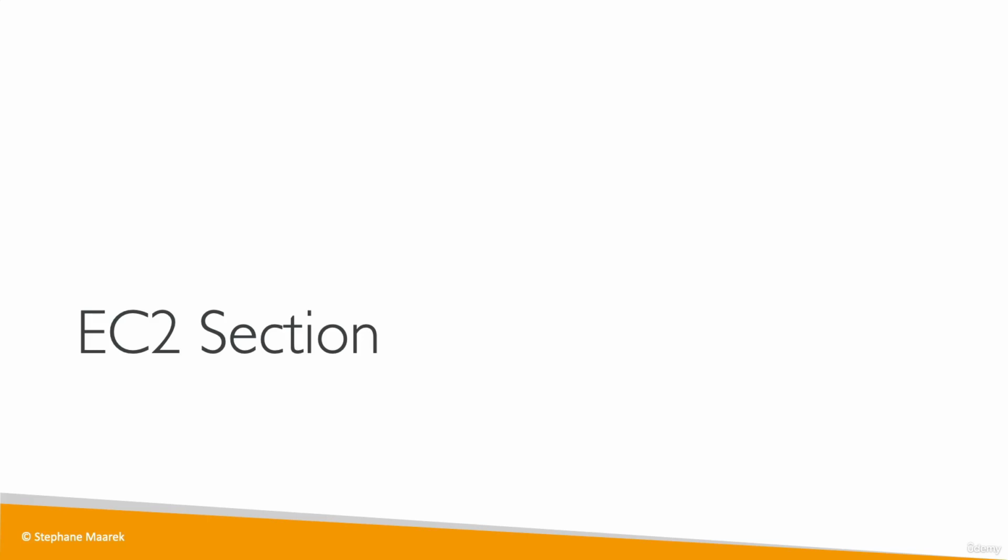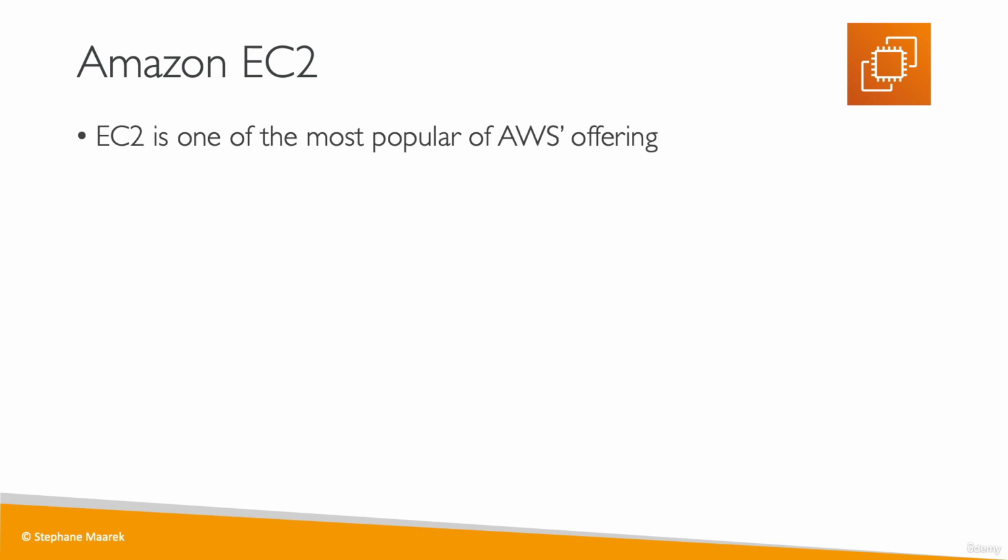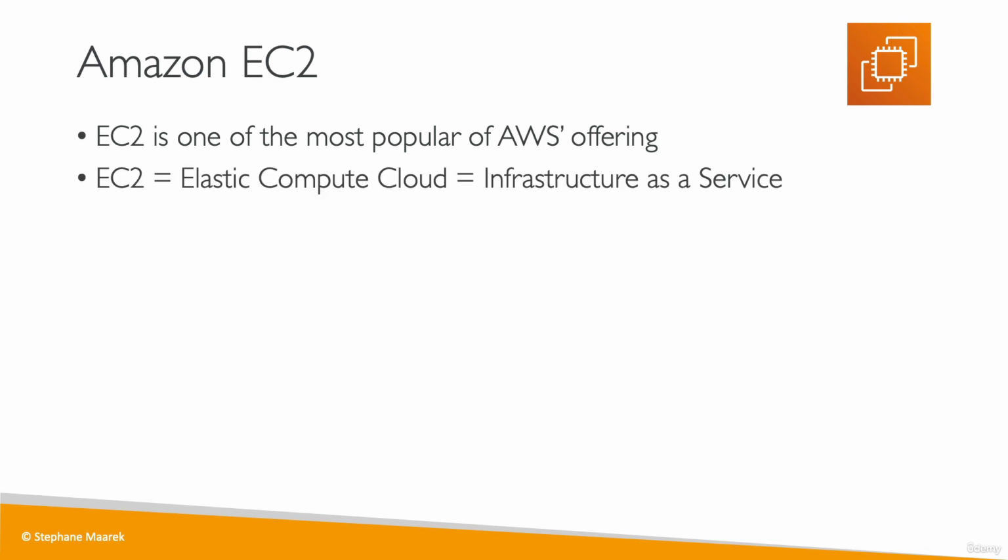on EC2, in which we will create our first website on AWS. So what is Amazon EC2? Well, EC2 is one of the most popular of AWS offering. It is definitely used everywhere. And what is it? Well, it stands for Elastic Compute Cloud, and this is the way to do infrastructure as a service on AWS. So EC2 is not just one service, it's composed of many things at a high level.